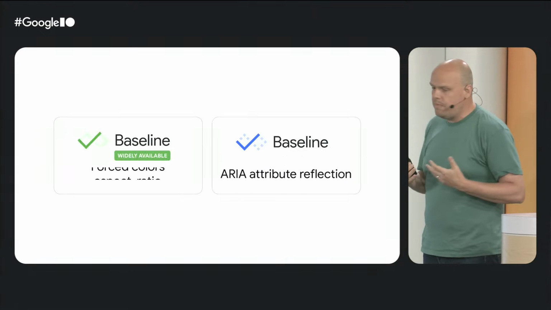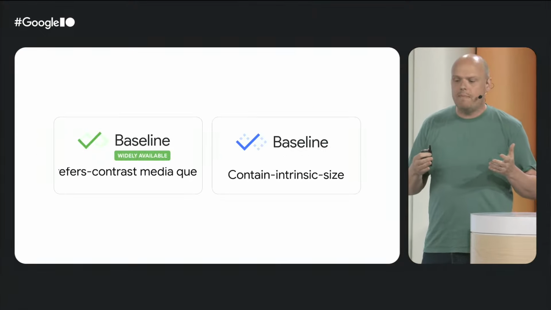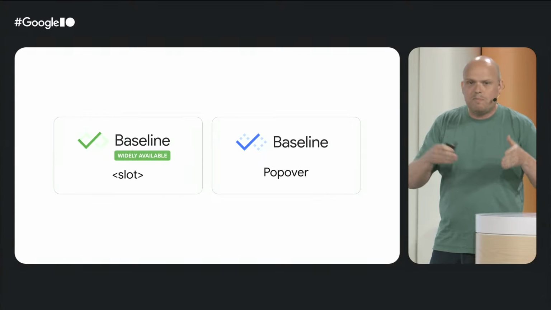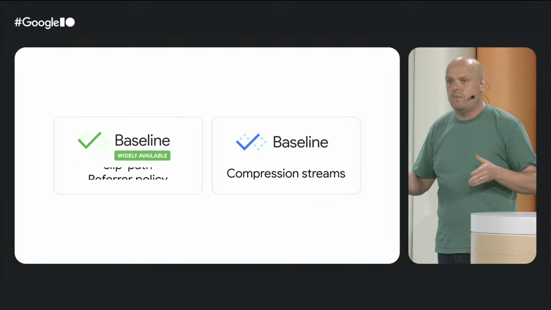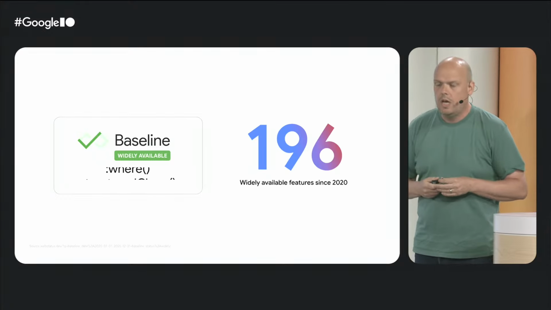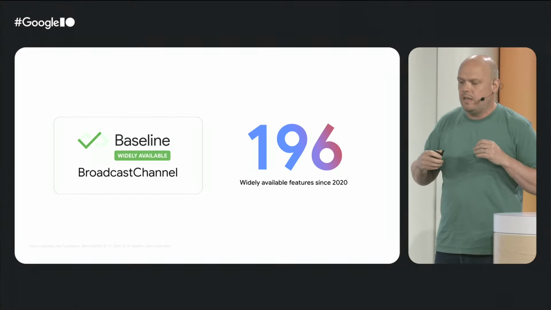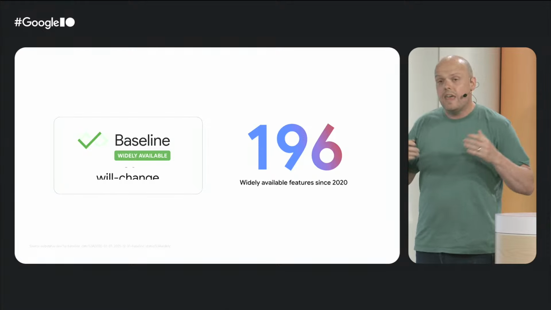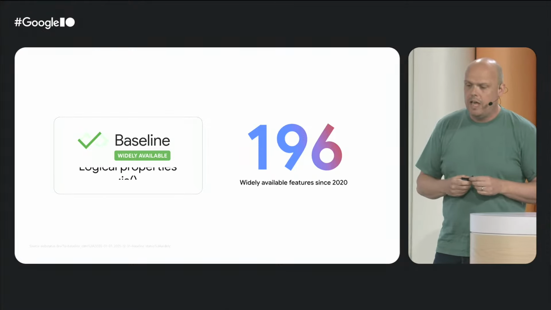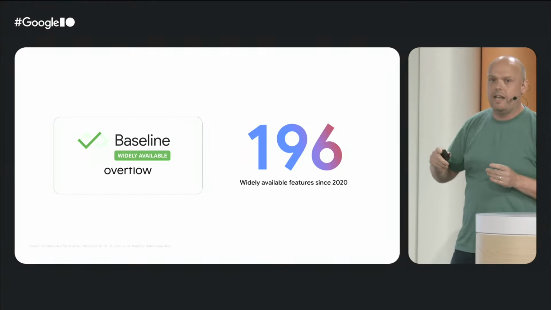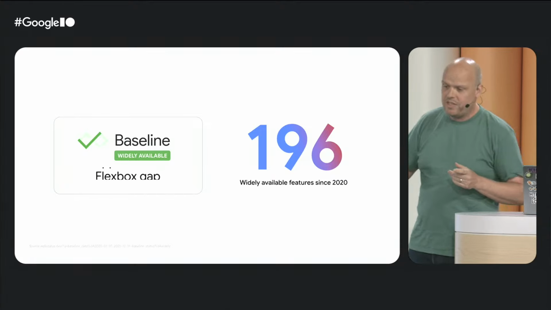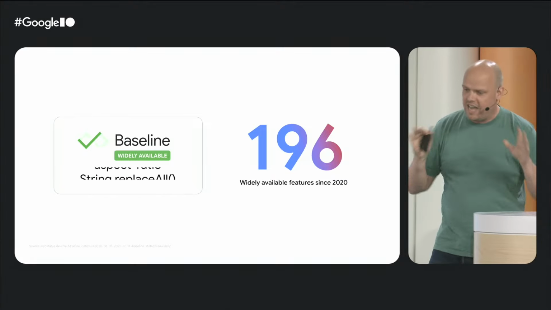I'm incredibly excited by Baseline because for the first time we can see that the web, as experienced by the people that use it, is improving faster than ever before. Since 2020, the web has expanded with 196 different features that have become widely available. Actually, I tell a lie. I checked last night, and it's 197 features. They wouldn't let me update the slides. The slides had to be locked.